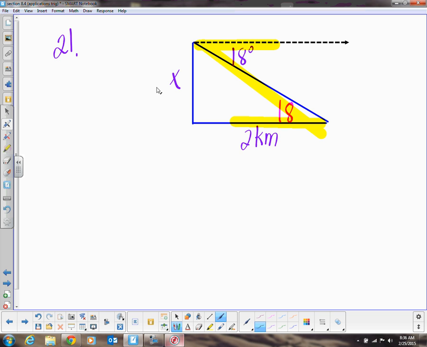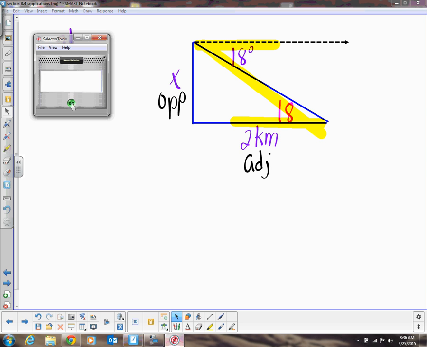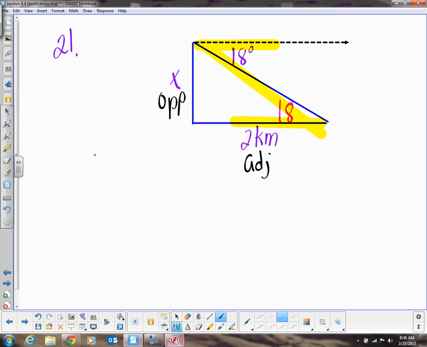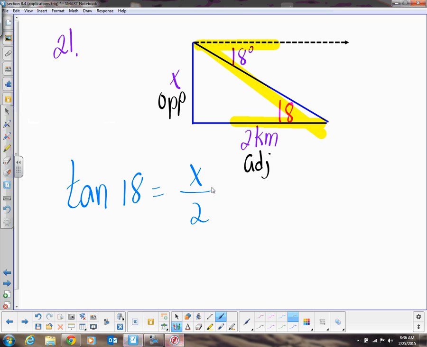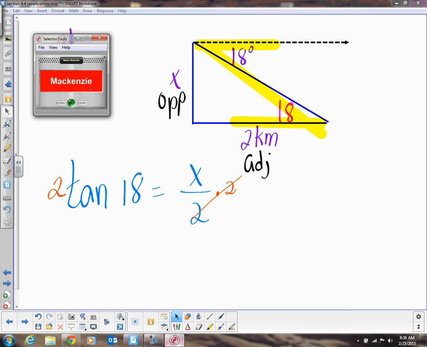X is opposite. Opposite? 2 is the hypotenuse. Okay, so I'm going to ask someone else for the trig function. What trig function are we going to have? Lizzie? It's going to be equal to something over something. Alright. Good. My solver goes to Mackenzie. Multiply both sides by 2. The 2's are gone.